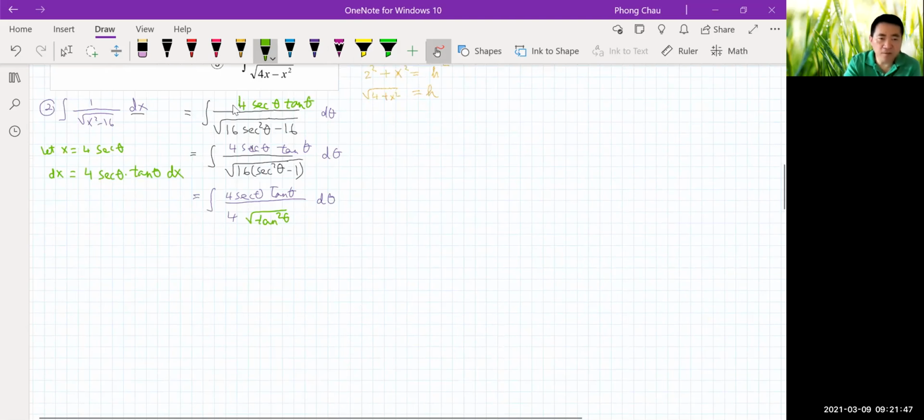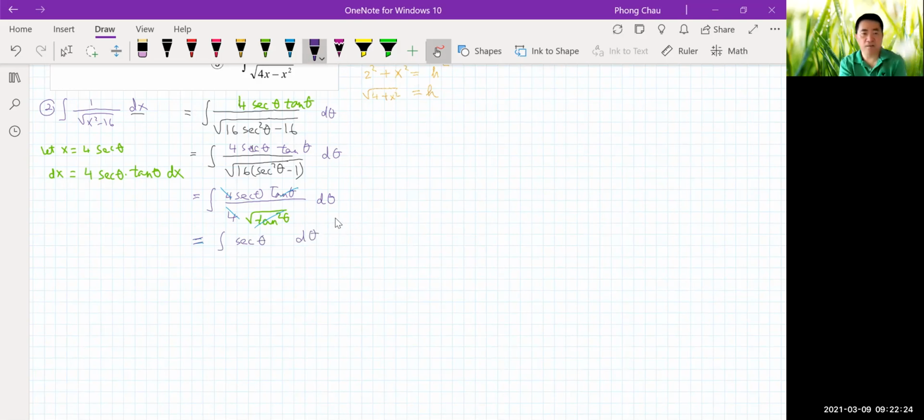Now, from here, you can simplify a lot more. You see that the 4 and 4 cancel. This is tangent squared with the tangent, so you cancel one of them. Then what do I have? Well, I can have nothing left, right? So that one and that one, we are left with secant theta. So can we integrate after all this hard work?